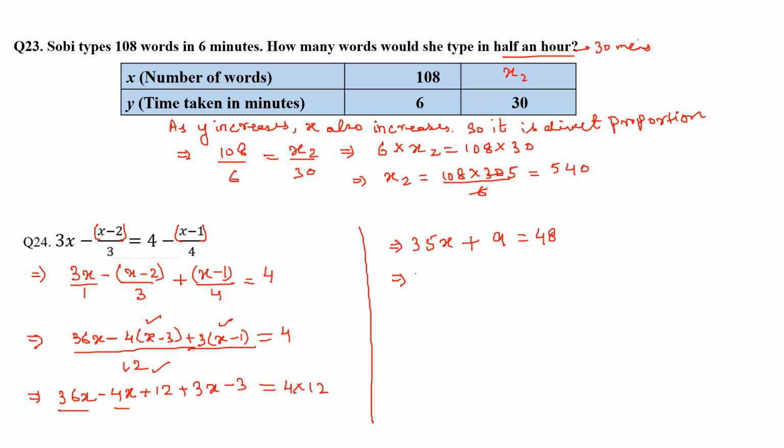Now transpose 9 to the other side. So it is equal to 48 minus 9. So from here you will get the value 39, and the value of x will be 39 by 35. So this is the solution of this equation. Okay, now moving to question number 25.